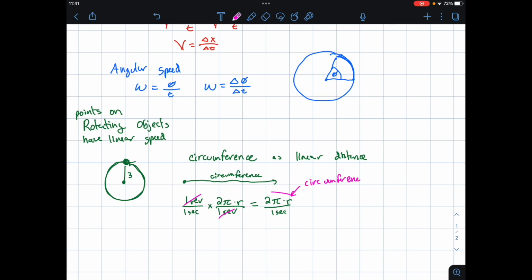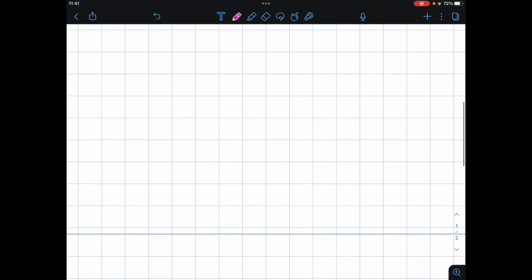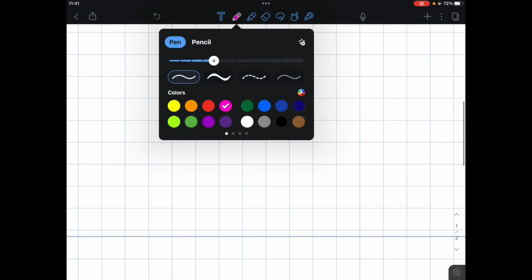But we also said that as a consequence, if I had a radius of 1 here, the linear speed of a smaller circle with the same angular speed is going to be lower than that of a bigger circle. So let's look at some problems of how we would interact with this.